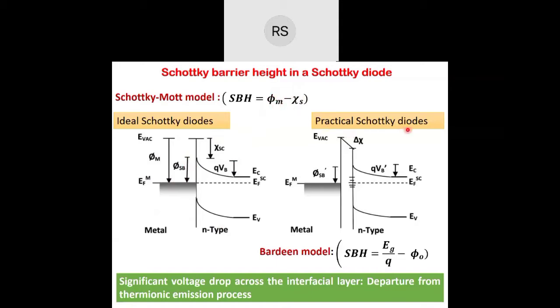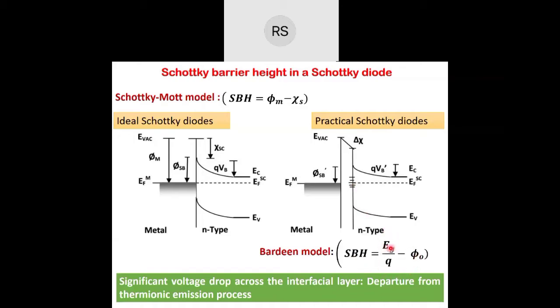But what about the practical Schottky diodes? There was the interface model given by Sir John Bardeen, who got two Nobel Prizes. He proposed that there is an interface which contains interface states. The first time the surface state idea in semiconductor devices was given by Bardeen. He said these interface states will actually lock the Fermi level. This effect is called Fermi level pinning. If Fermi level pinning happens, the Fermi level will not be able to shift as per the metal work function. And then in that case, it will be given by this formula.